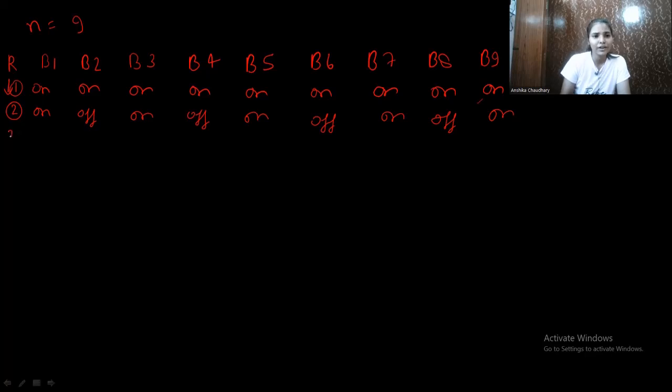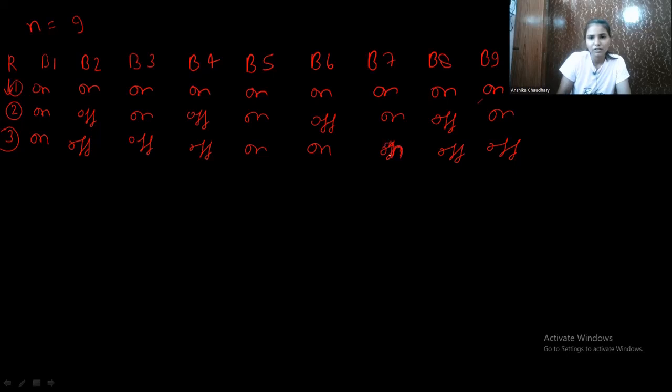Now, at the third iteration, we have to toggle the state of every third bulb. That means the multiples of 3. So 3, 6, and 9 will be toggled. The third is on, so it will be off, and the sixth bulb is off, so it will be on, and the ninth bulb is on, so it will be off. All the other bulbs will remain as they are in their state. Sorry, this should be on, and this should be off.